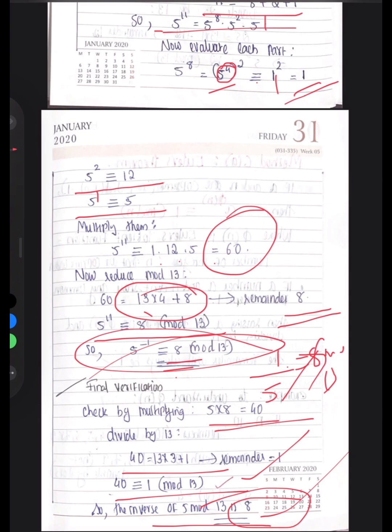That's all for method C. We learned how to find the modular inverse using Fermat's little theorem, which works beautifully when the modulus is prime.